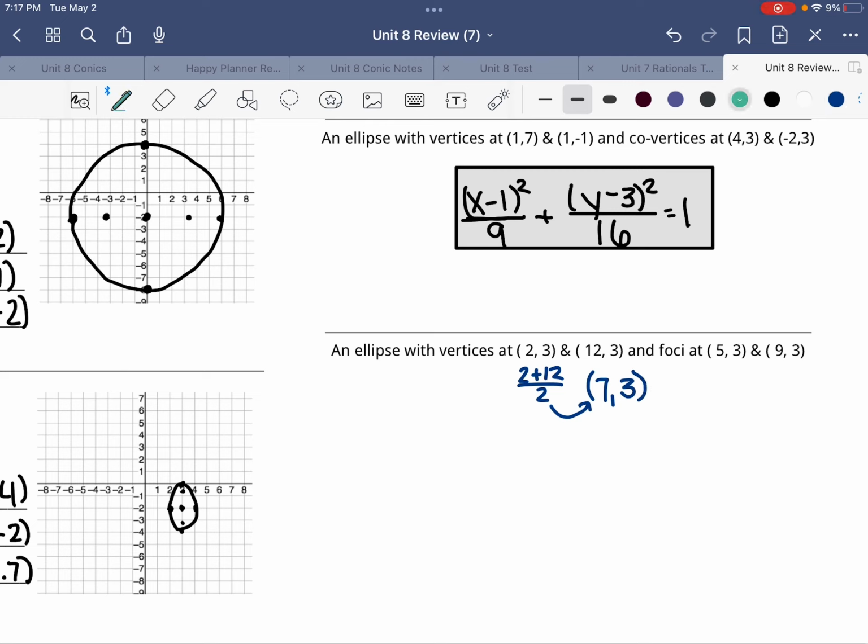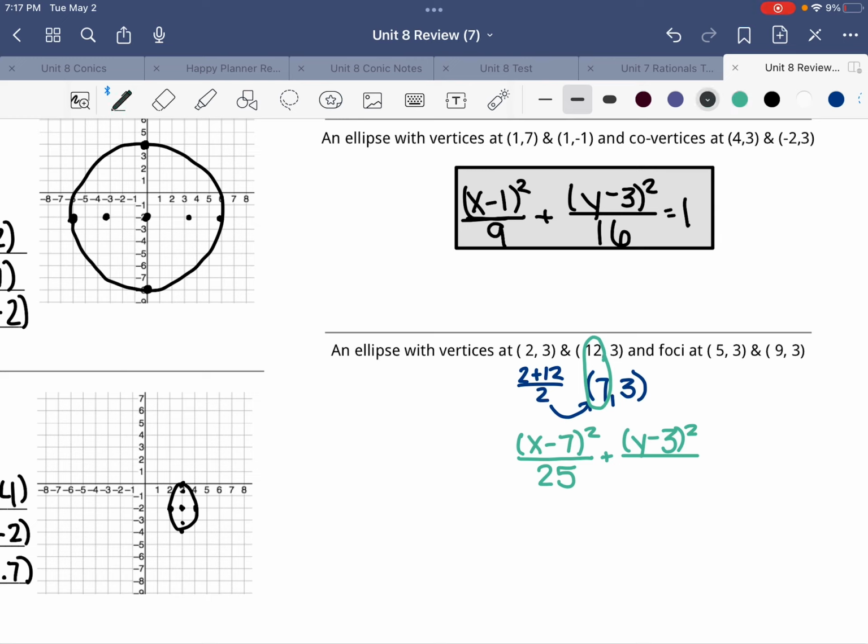So now that that's my center, since x changes for the vertices by 5, x would go first. And 5 squared is 25, so that would go on the bottom. And then the y minus 3 squared would go on the other fraction.